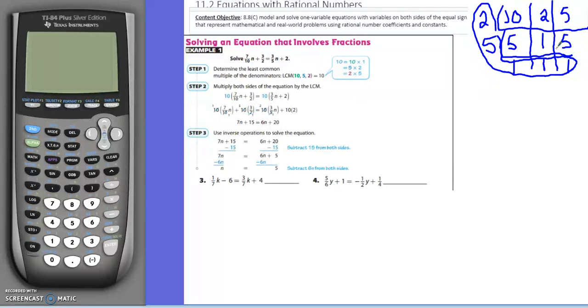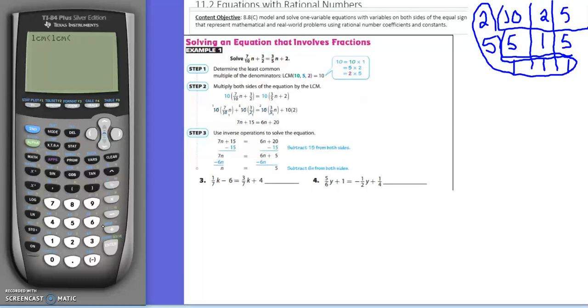Another way of finding the least common denominator is using your calculator and hitting math, going over to number, going down to number 8, which is LCM, least common multiple. If you're just finding the least common multiple of two numbers, you would put them in here separated by a comma. But since we're finding the least common multiple of three numbers, we're going to do it twice. So we're going to go down to math, number, go to LCM, and hit enter again.